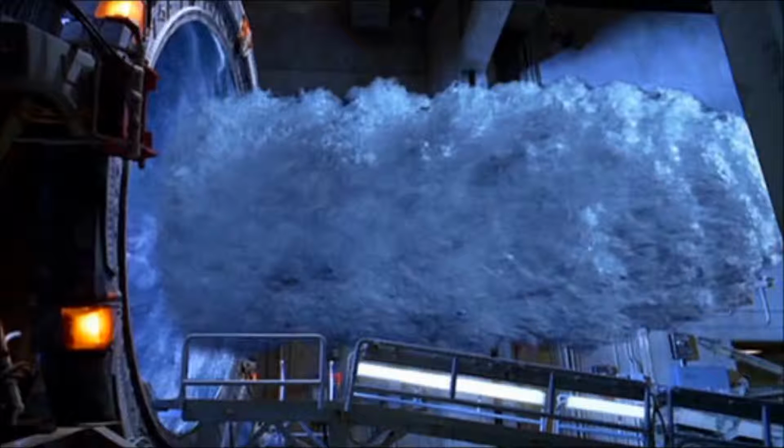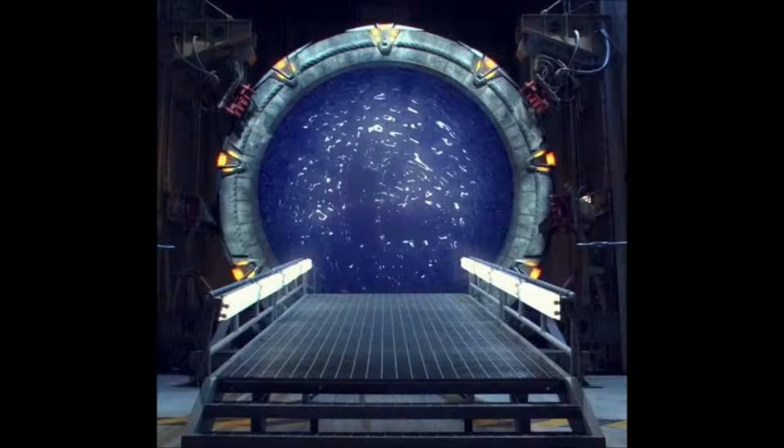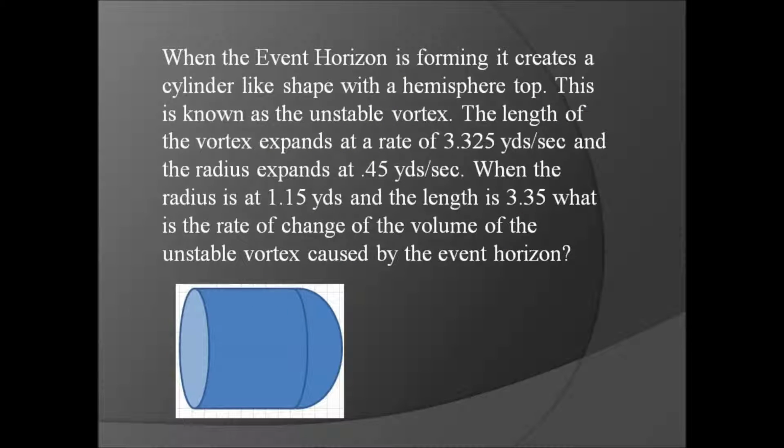But to do this, we must first figure out the rate at which the volume of the unstable vortex increases. When the event horizon is forming, it creates a cylinder-like shape with a hemisphere top. This is known as the unstable vortex.